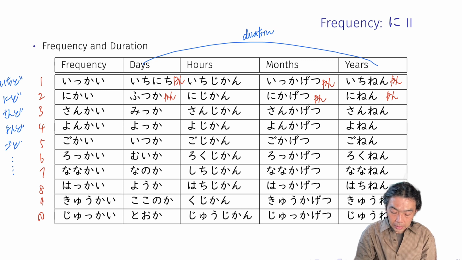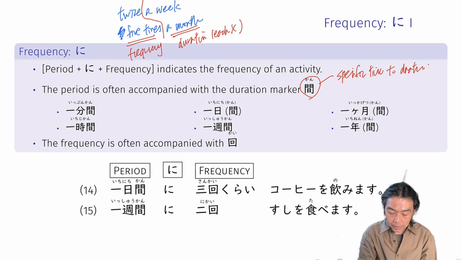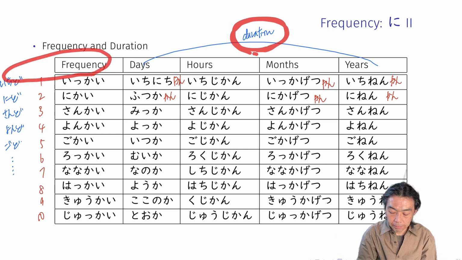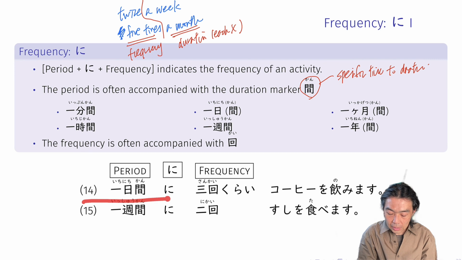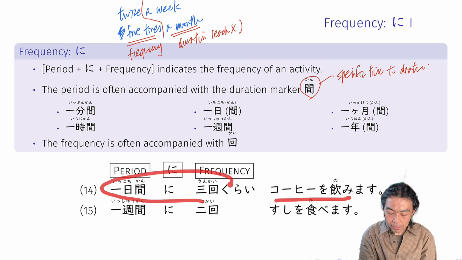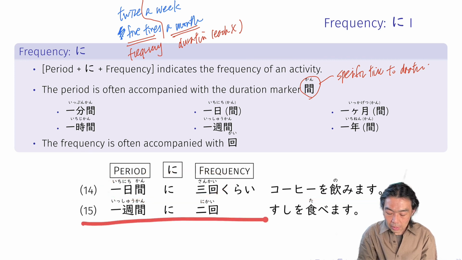That's all. So going back to the construction, again, we say duration, ni, and frequency. So we use all of these mixed together. We say duration first, followed by frequency. 1日間に3回くらいコーヒーを飲みます。 is I drink coffee 3 times a day. 1週間に2回くらい寿司を食べます。 I eat sushi twice a week.